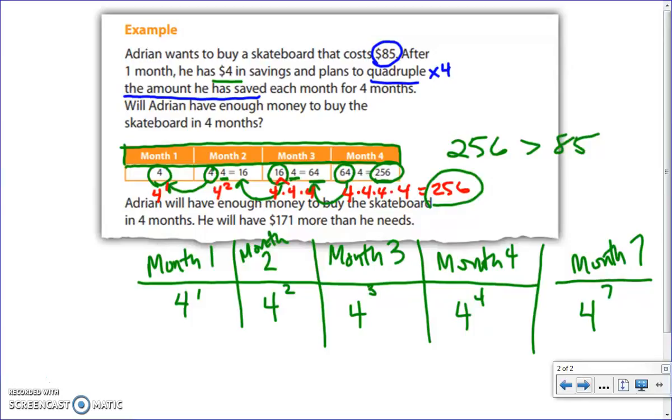There's a keyword called quadruple. That means multiplying it by 4 times as much. It's important to make sure you read the question carefully because he's not saving 4 times as much each month. He's actually increasing the amount he has saved by 4 times each month, and it's important because that's a big difference there. So that's it for today. We're talking about exponents and expressions, things of those nature, so that's all I got.